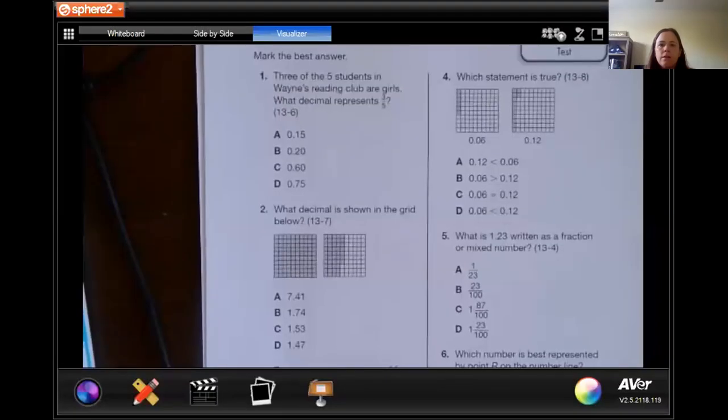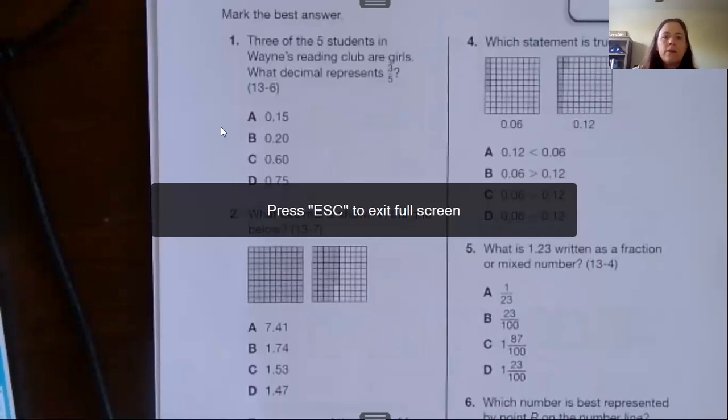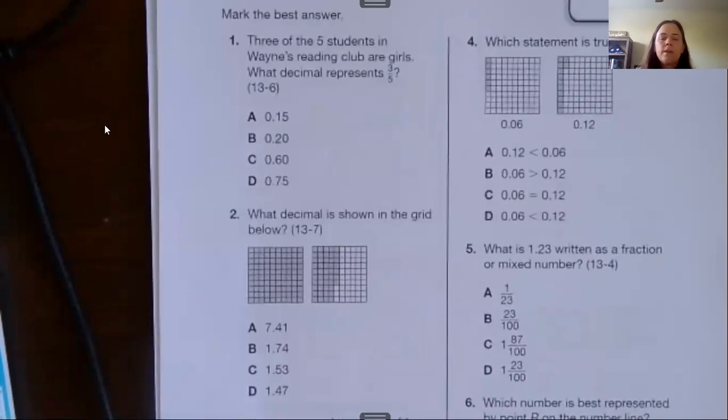Hi guys, I'm going to be going over the topic 13 practice test. So you can either just correct your answers as I go, or if you had a problem with one of them, you can look and see how to do it if you remember. So let me pop that up here.